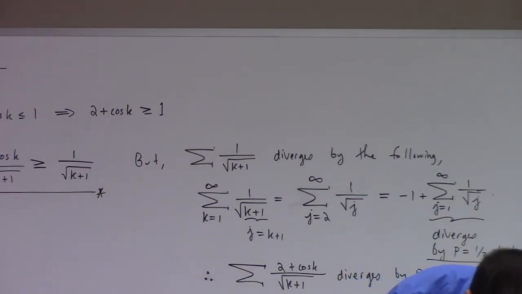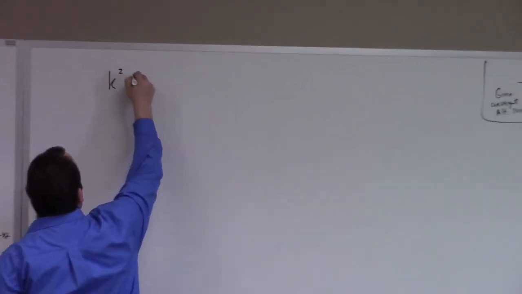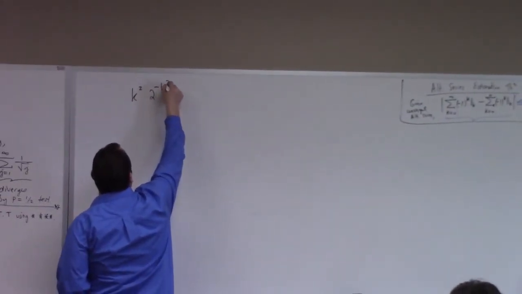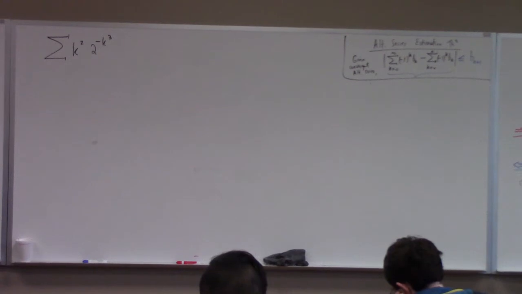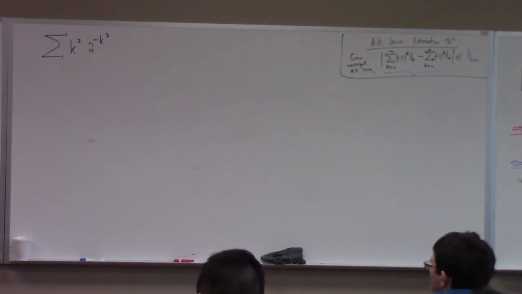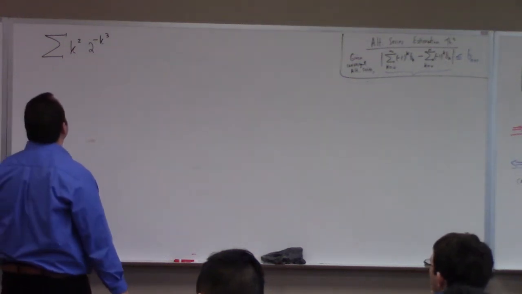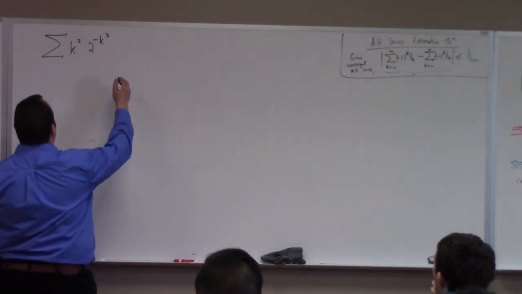Now, do you have any kind of intuition? So here we're looking at k squared times 2 to the minus k cubed. And it's a generic one. The lower limit's not given to us, right? All right, so what can we do here? Ah, very nice. That's so obvious. Why didn't I think of that?